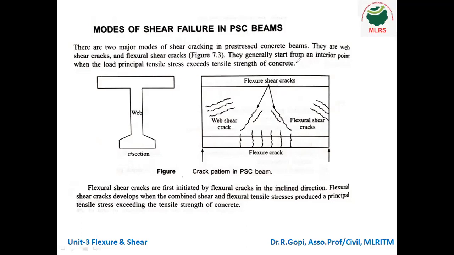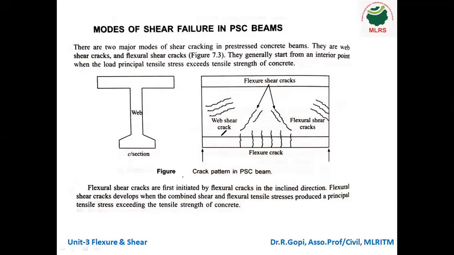Every concrete has some tensile strength. You know that it is approximately equal to 10% of the compressive strength. That means, if you take M40 grade concrete, the tensile strength will be only 4, that is 10% of 40. What is 10% of 40? 40 into 10 by 100 is approximately 4 only. So this 4 MPa is the tensile strength.